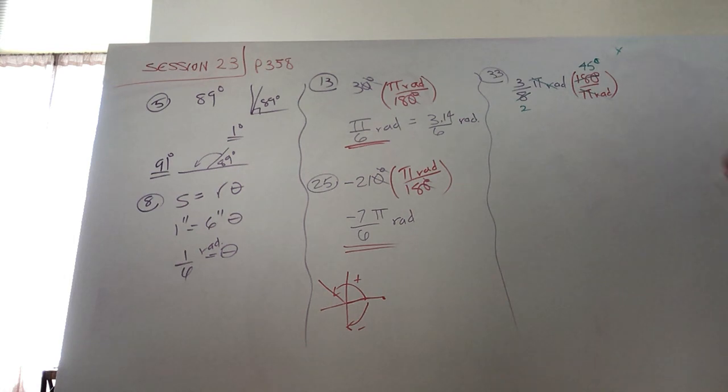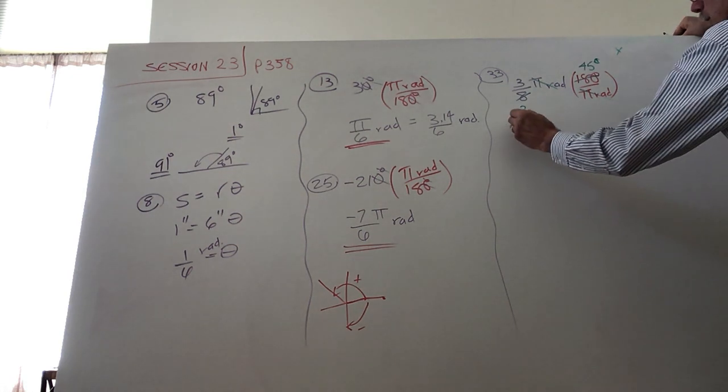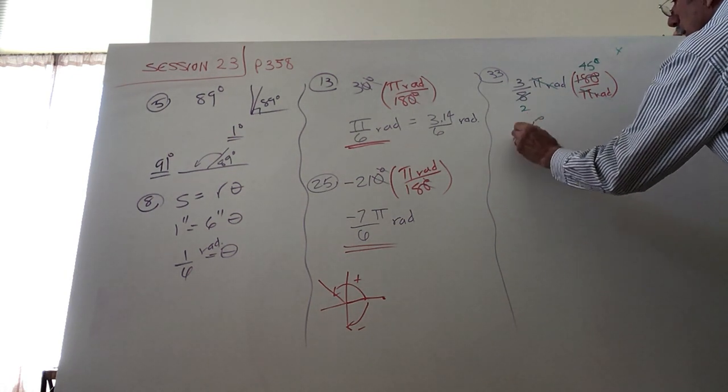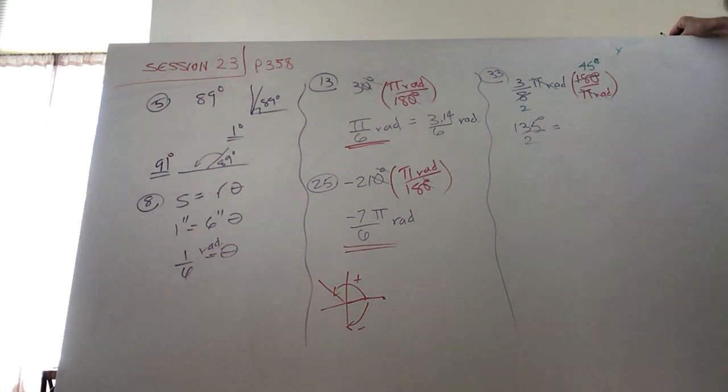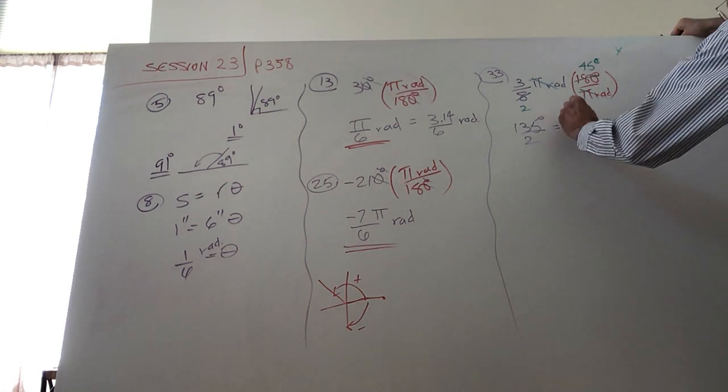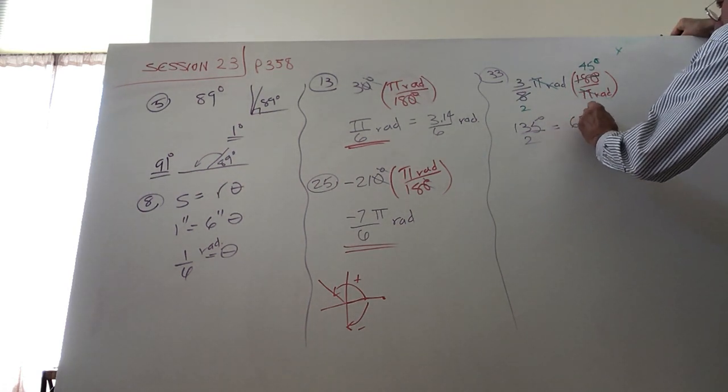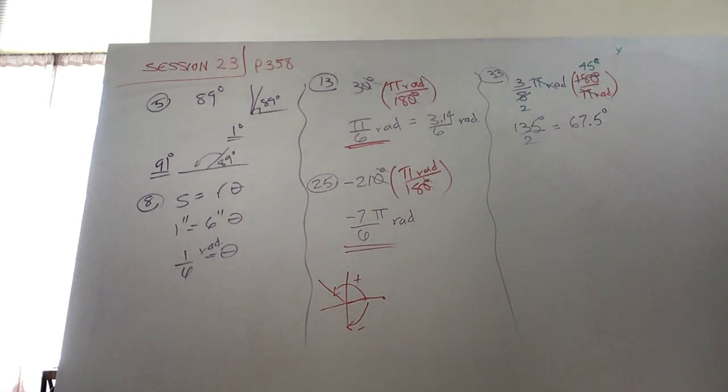So what we're looking at is 3 times 45, 135 over 2. And we could divide that, probably, what, 67.5 degrees, I think, on this. 67.5 degrees. Do the arithmetic on that. Check to see if that's true. 67.5 degrees should be a nice answer for us for 33. After that, moving on to 43.